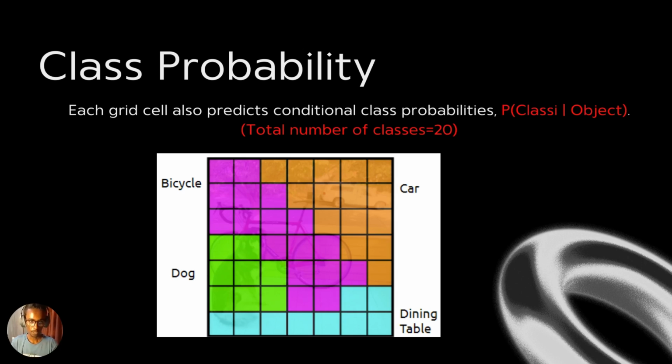So for example, we used different color encoding in this image. The car is predicted by using an orange color, and some of the cells are colored in purple, which show the bicycle, and some of the cells predicted dog, and some of the cells in cyan predicted dining table. So each cell must output a class probability, and it's a conditional probability of the class given that there is an object.